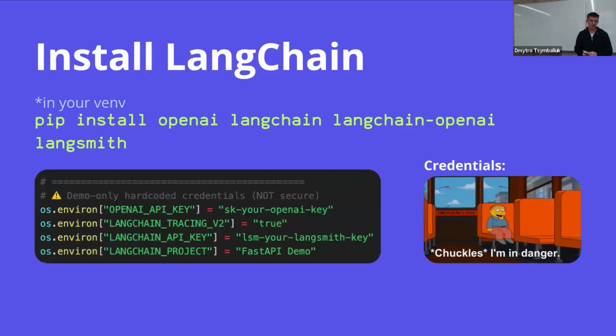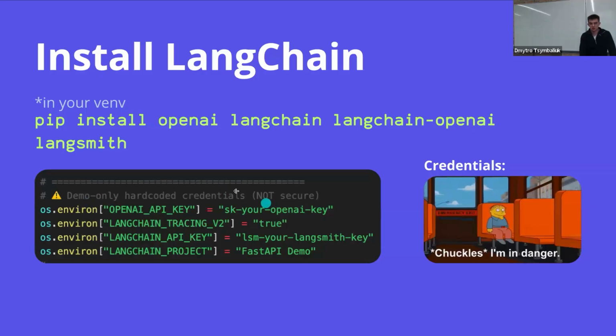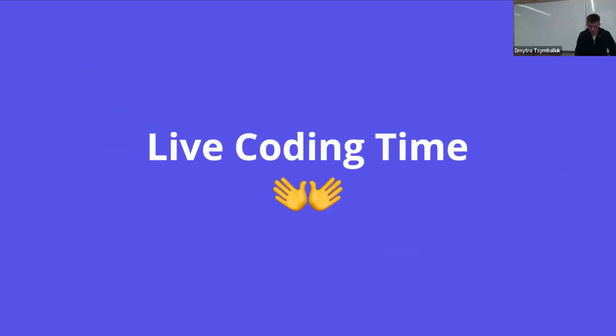So that's how you install LangChain. You need OpenAI, LangChain, OpenAI, and Langsmith. I'll tell you later about Langsmith. And that's how you add everything you need in terms of your environment. Also, I want to remind you that that's a bad way, not how you want to do it in real projects.